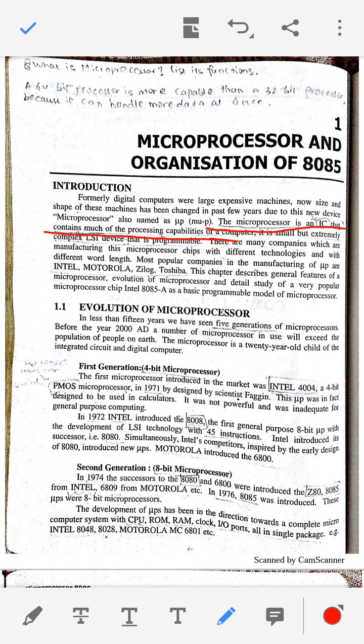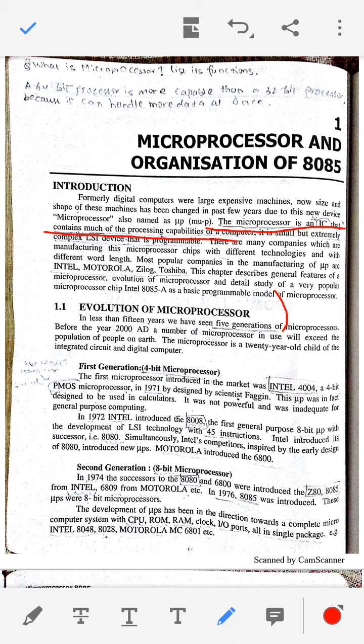It could do addition, multiplication, but logical operations like AND, OR, it was not efficient to do that. In 1971, Intel introduced 4004. And in 1972, Intel introduced 8008. It was the first general purpose 8-bit.